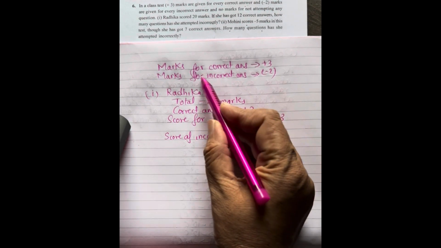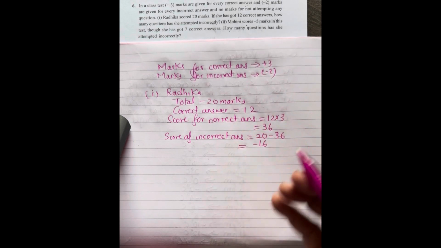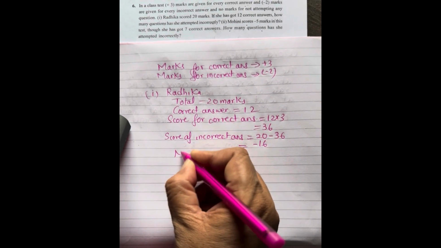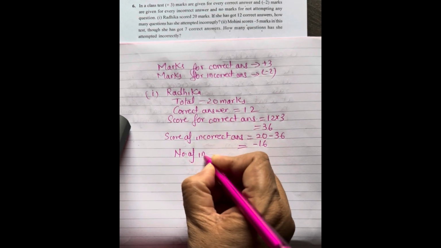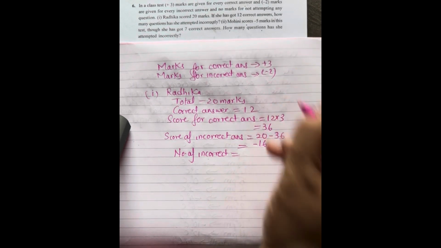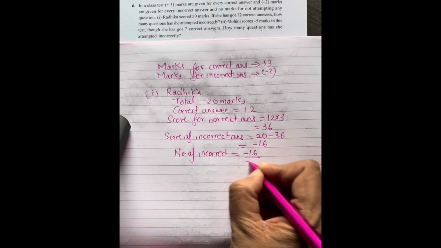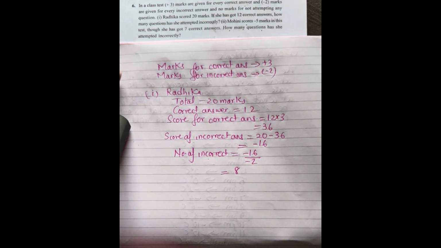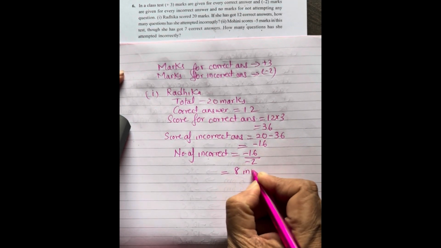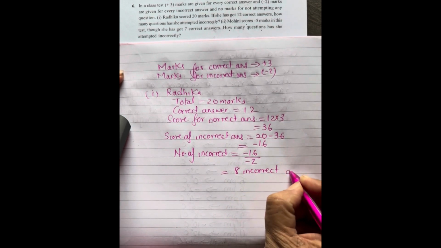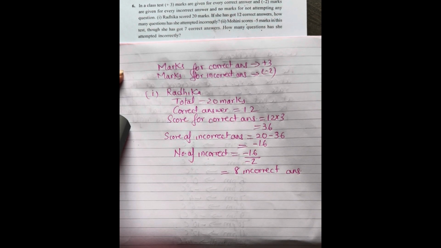Right. Now, the marks we get for an incorrect answer is minus 2. So how many incorrect answers will there be? She's getting minus 16, and minus 2 for each. So we divide minus 16 by minus 2 and you get 8. So she attempted 8 incorrect answers. Okay, this is the way we'll do the first part.